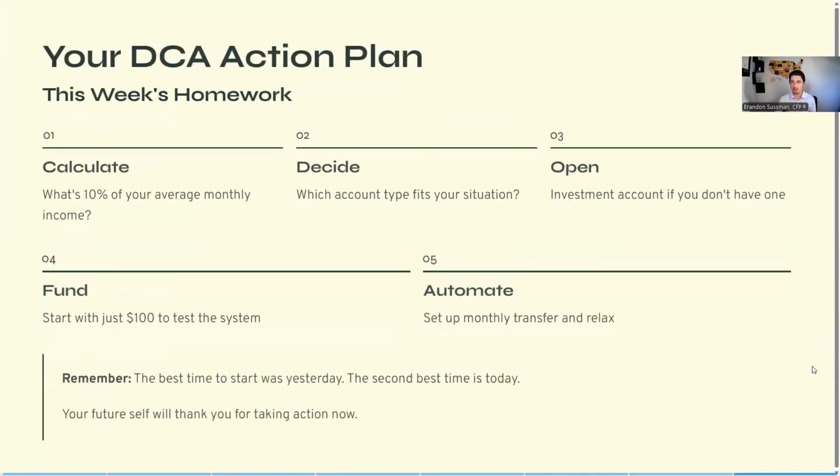What's your action plan? What's your homework from today? Calculate what's 10% of your average monthly income. What's a good baseline starting point for you to think about? Are you doing that right now? Could you be doing more?